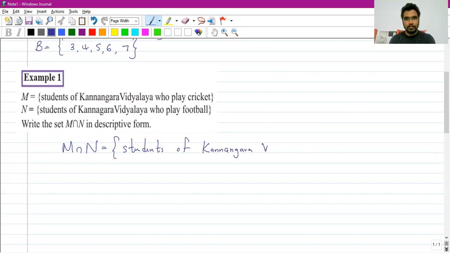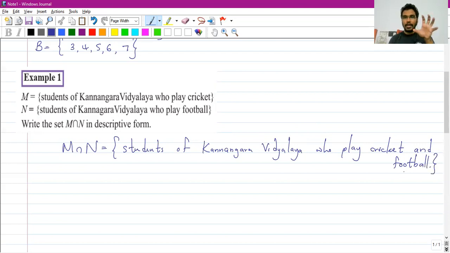Kannangara Vidyalaya students who play cricket and football. So what is the meaning of intersection? It means there must be common elements for both of these sets. So that means in these two sets, one student must play cricket and as well as he must play football also, to be a common element for both of these sets.